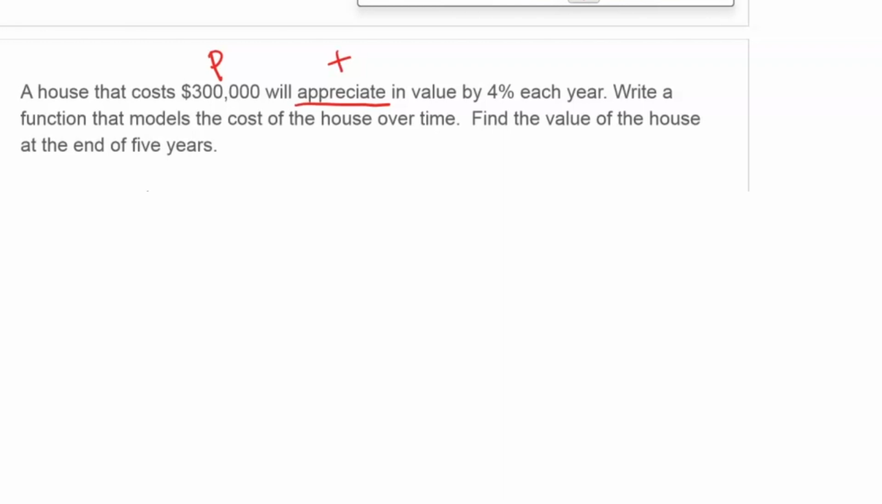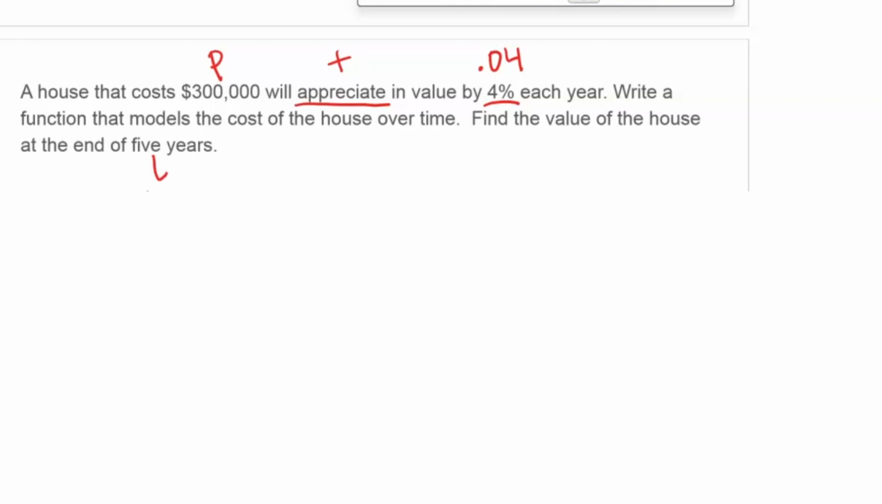Appreciate means that it's increasing. As you know, houses will increase in value, or appreciate, over time. That means we're going to use the plus sign because it's increasing. And then our rate is 4%. When you're plugging it into the equation, you're not going to put 4, you're going to put the decimal 0.04. That's how you write 4% as a decimal. Then it says, write a function that models the cost of the house over time.